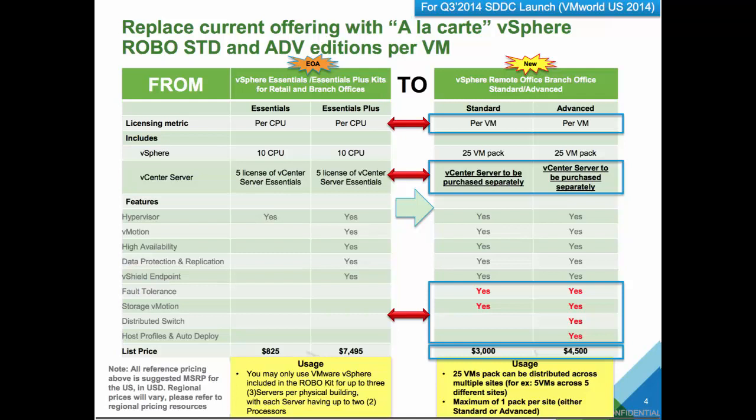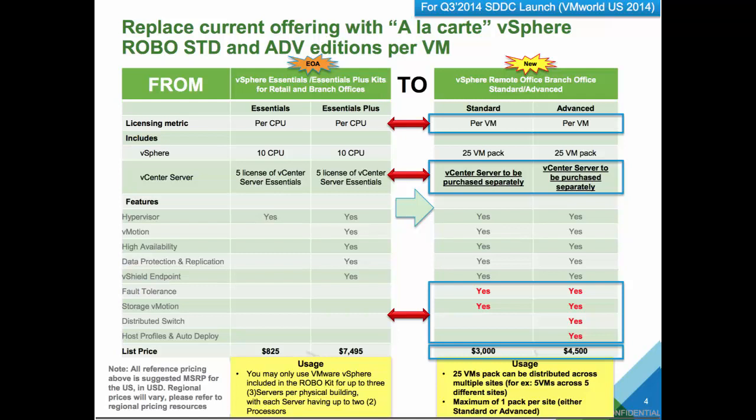we've added a lot of capabilities that a lot of administrators want, and some of the ones right above that, like vMotion, high availability, data protection, replication, vShield Endpoint, those come with even the standard edition of the ROBO license. And then the advanced just gives you a couple more capabilities of distributed switching, host profiles and auto deploy. A lot of those are typically associated with your Enterprise Plus licensing, which is the more expensive of the vSphere licensing. So it's giving you a lot of the capabilities of the more expensive licensing, but it's keeping your costs down if you have a small remote office branch office. So again, it's now per VM and 25 VM packs that can be split up between multiple sites.